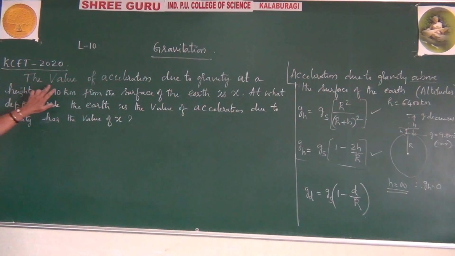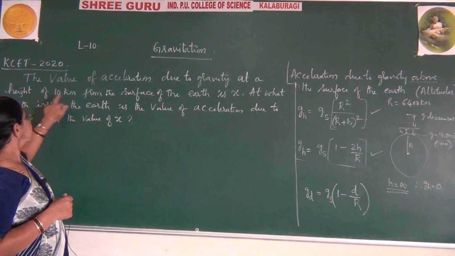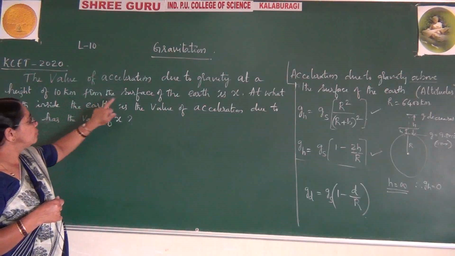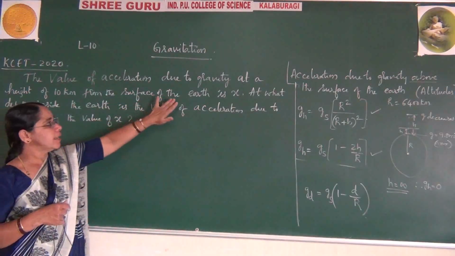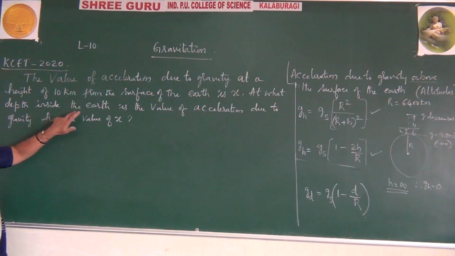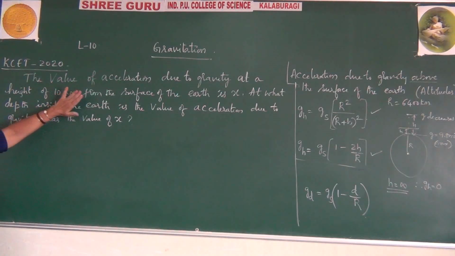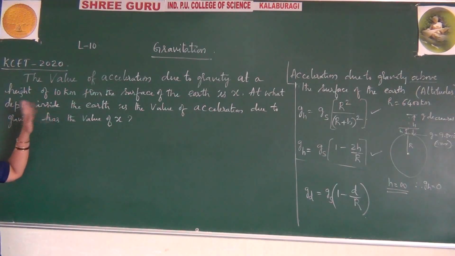Please observe: the value of acceleration due to gravity at a height of 10 km from the surface of the earth is x. At what depth inside the earth does the acceleration due to gravity have the same value x? Please be aware, there are 2 conditions given, one above the surface and one inside. So 2 formulas are given, and you have to use 2 formulas in this.